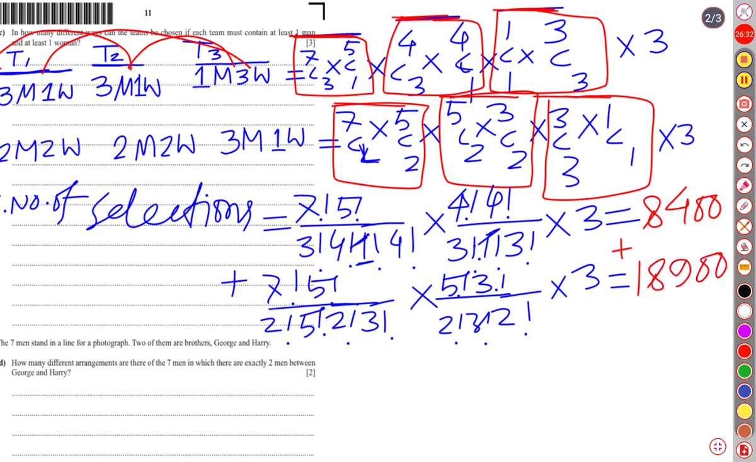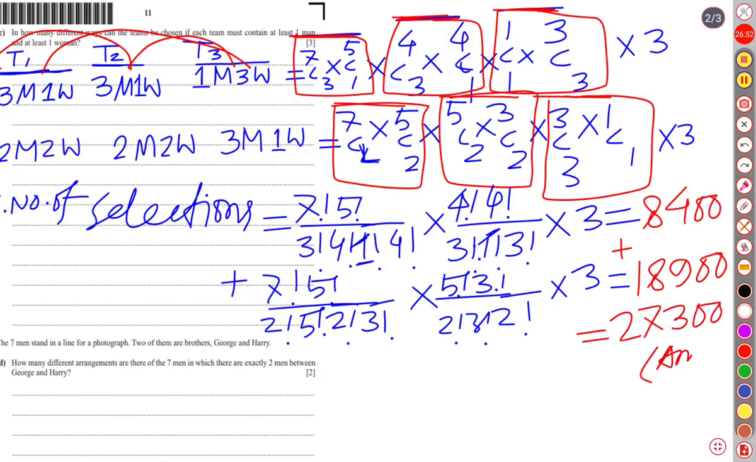So the total number of selections is going to be equal to what? If we add up 18,900 plus 8,400, it is going to be 27,300. 27,300 is the total answer.